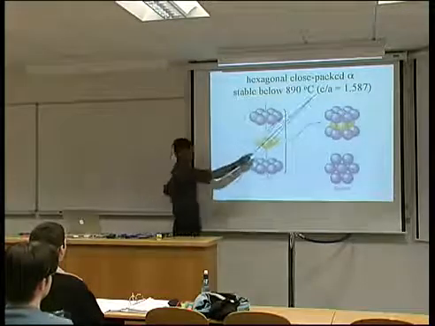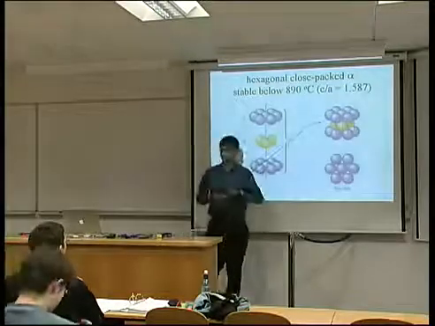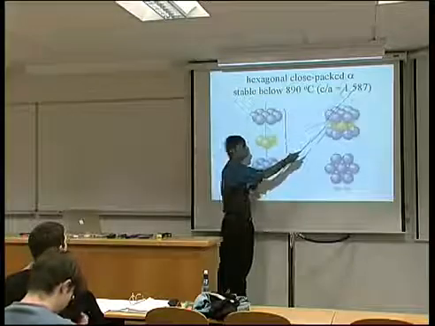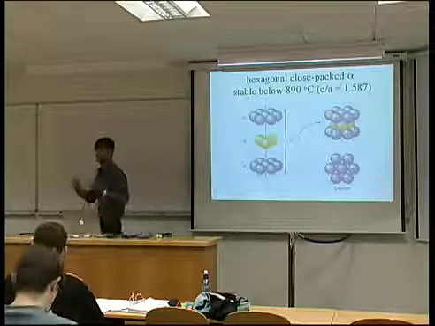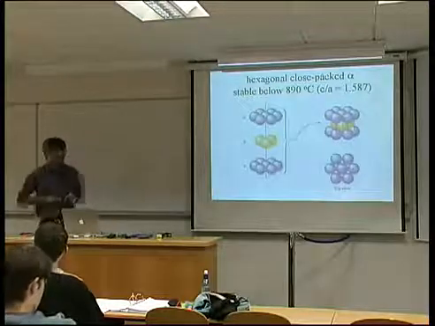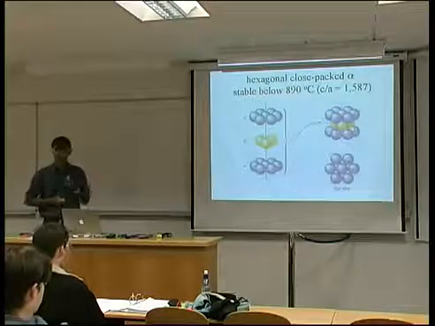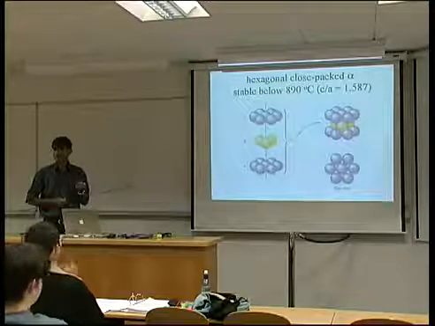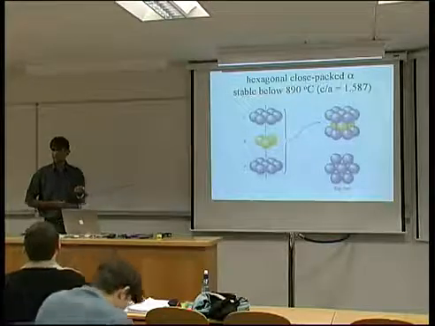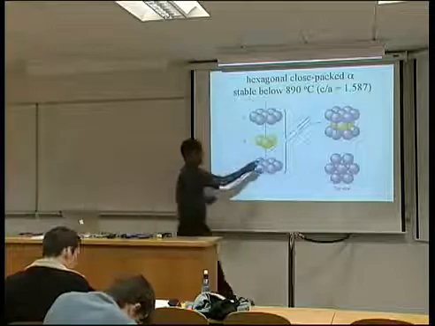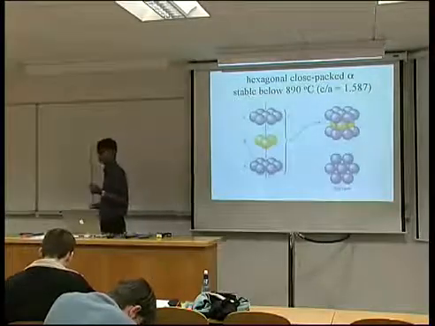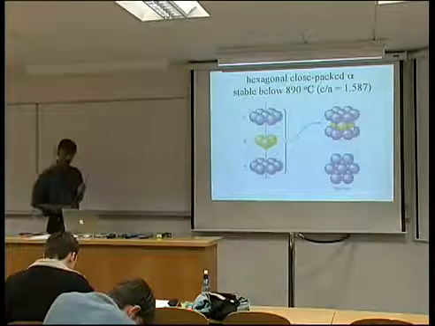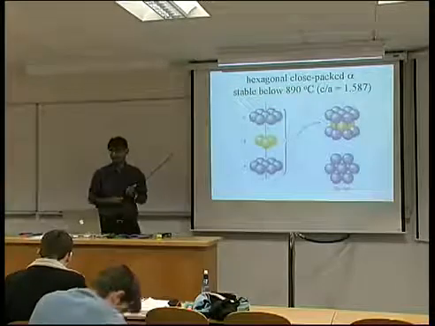And the C over A ratio, that means the C lattice parameter over the A lattice parameter, is almost ideal. You know, if you look at the close packing of spheres, then the C over A ratio will be 1.633, ideally. Okay. This just goes to show that atoms don't behave exactly like spheres, but it's not far off ideal. So it's hexagonal close packed at room temperature.